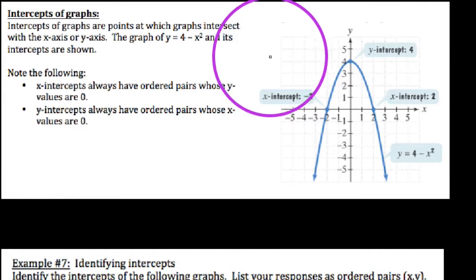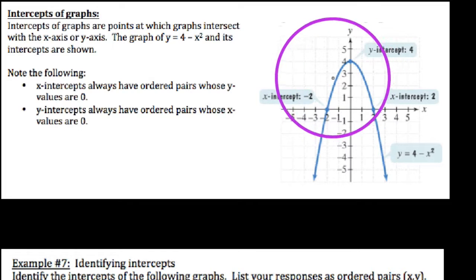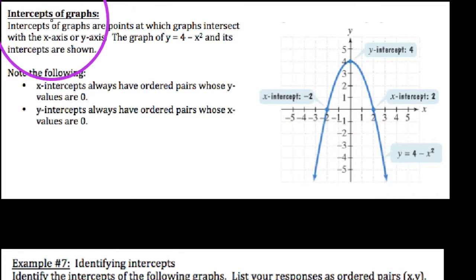Okay, YouTube, in my last couple of videos, we've been talking about how we can graph equations in the XY coordinate plane. In this video, I just want to focus on what we refer to as intercepts. So we're going to define them here. We say that intercepts of graphs are points at which our graphs intersect either the x-axis or the y-axis.